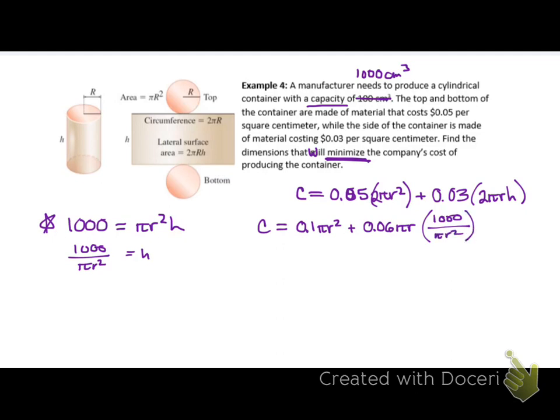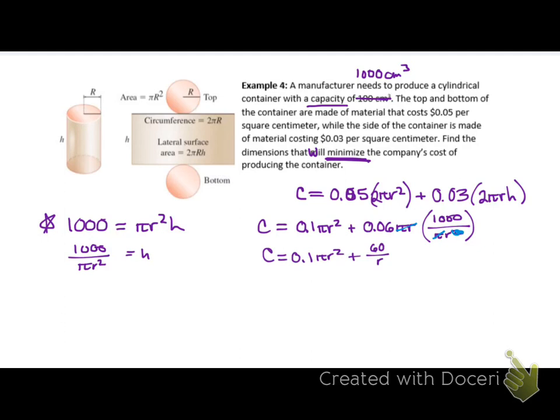Now I can simplify some stuff. I know that pi and r go away, so there's only one r. And this is going to end up being the equation that I end up optimizing. So, let's see. C equals 0.1 pi r squared plus 0.06 times 1,000 is 60, and the r was on the bottom.